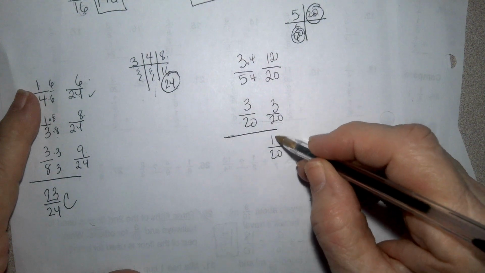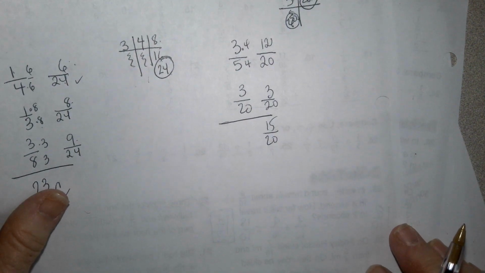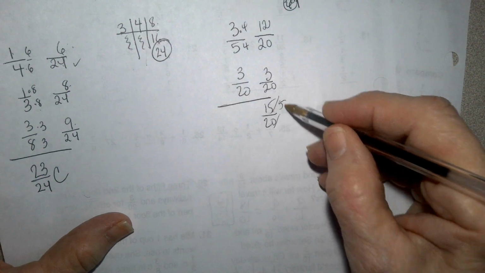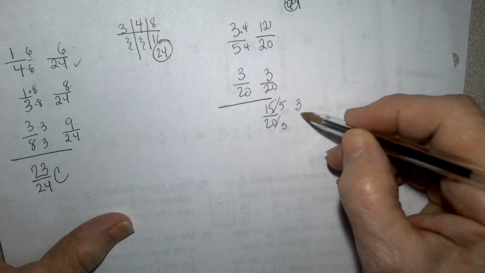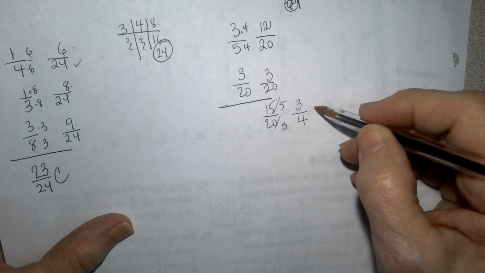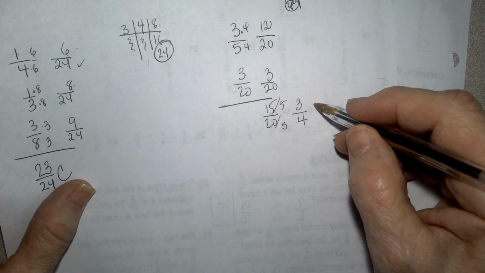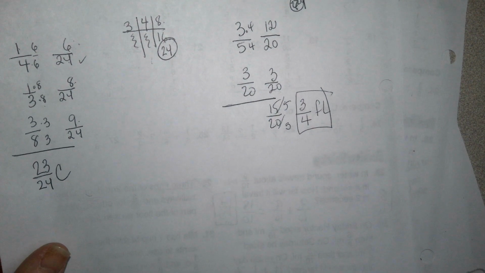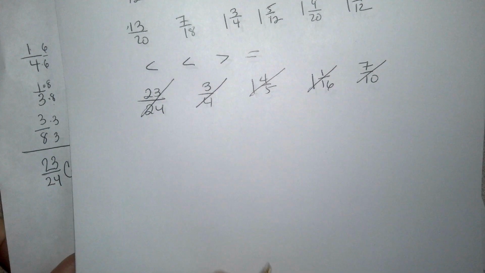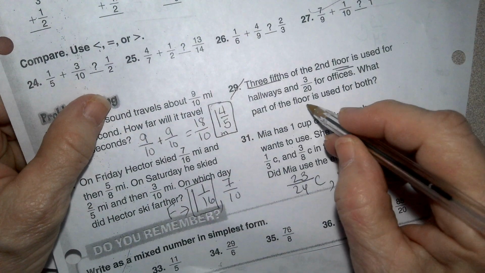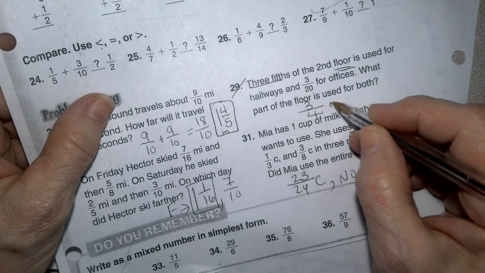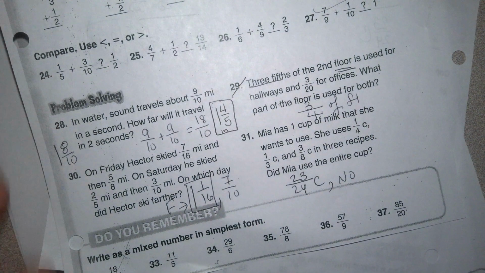15 over 20. 15 over 20, which is correct, but can it be slimmed down? Yes, by 5. And it would be 3 over 4. So 3/4 of the floor is being used. It was right there. So 3/4 of the floor. What part of the floor? 3/4 of the floor.